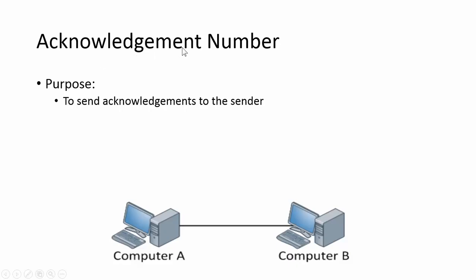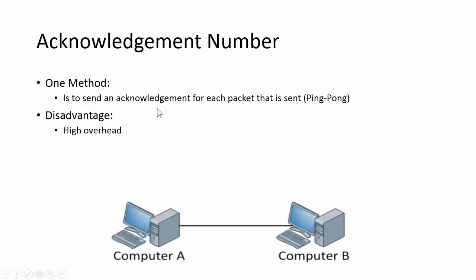Another important field is acknowledgement number, and the purpose is to allow a receiver to send acknowledgements to a sender. One method of acknowledgements is for the receiver to send an acknowledgement for every packet which is sent by the sender. So the sender sends a packet, the receiver sends an acknowledgement. Sender sends a packet, the receiver sends an acknowledgement. This is ping pong. And the disadvantage of having an acknowledgement for every single packet which is sent is that it results in high overhead and almost doubles the traffic.